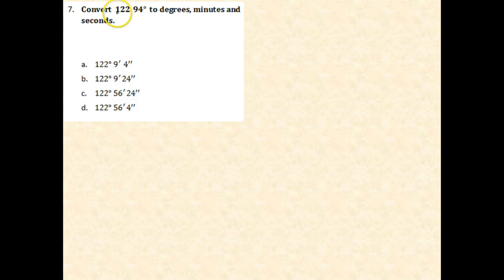So now we need to convert 122.94 degrees to degrees, minutes, and seconds. Well, we have the whole number of 122, so that is 122 degrees, and then 0.94 of a degree. Well, there's 60 minutes in a degree. So this is 122 degrees plus 0.94 of a 60-minute degree.